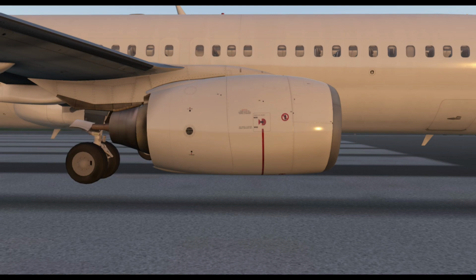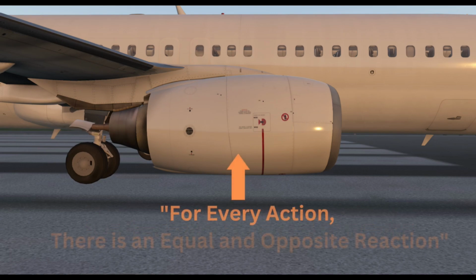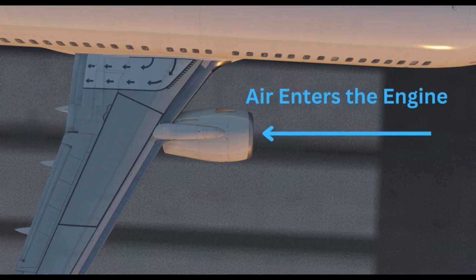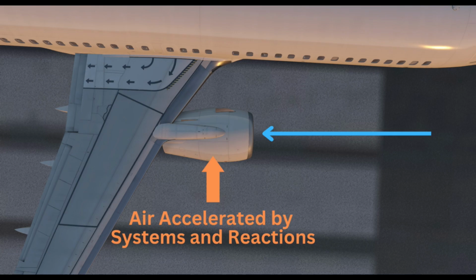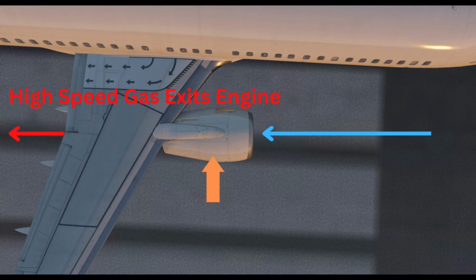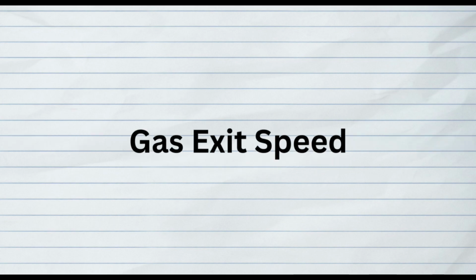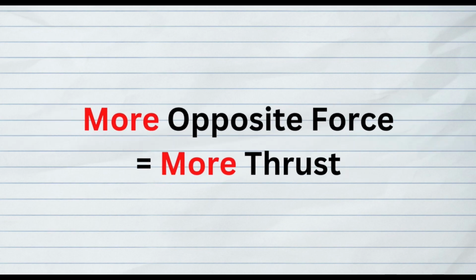From a physics standpoint, these engines work by using Newton's third law of motion, that states that for every action there is an equal and opposite reaction. In fact, air enters the engine and is accelerated by various systems and reactions. Gas then exits the engine at a very fast velocity, producing thrust and movement in the opposite direction. The amount of thrust generated depends mainly on the rate of mass flowing through the engine, and the final exit speed of the gas, with more opposite force equaling more propulsion.